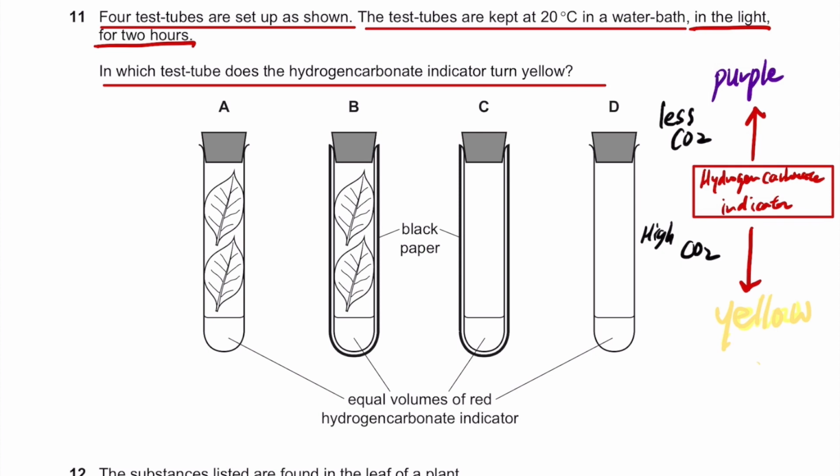So here, if you look at A, it's not going to produce a lot of CO2 because the leaves will suck in CO2 for photosynthesis. Okay, so there's less CO2, so it's going to turn into purple here.